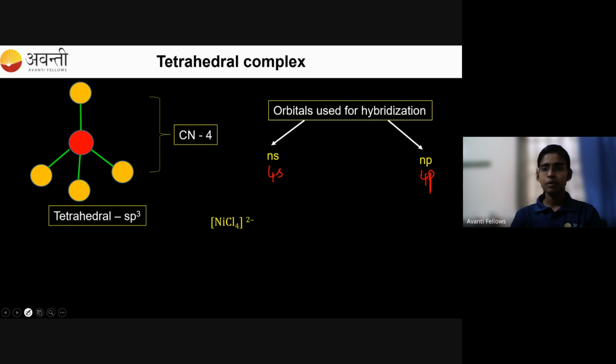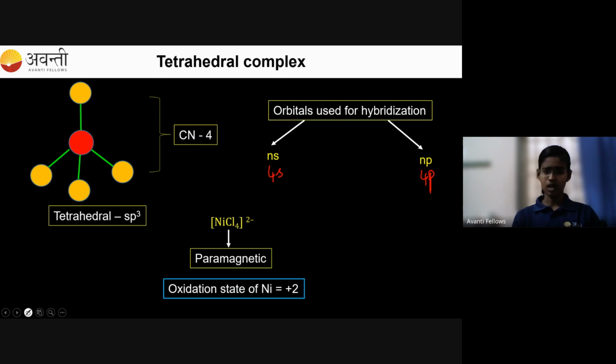The experiment shows that this complex is paramagnetic in nature and the oxidation state of nickel is going to be +2. How is it +2? Nickel is X and chlorine is -1. We have 4 chlorine, so -4, and the total is -2. X equals -2 + 4, so it is going to be +2.